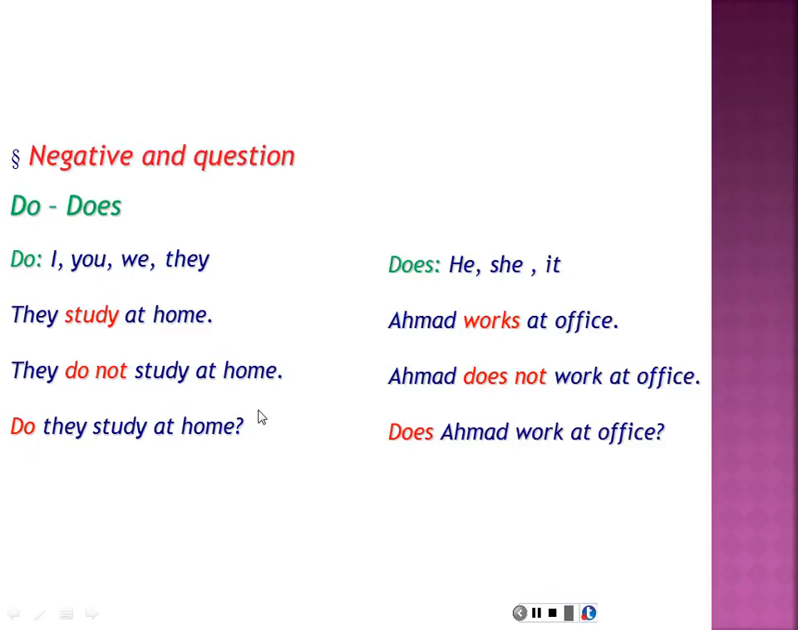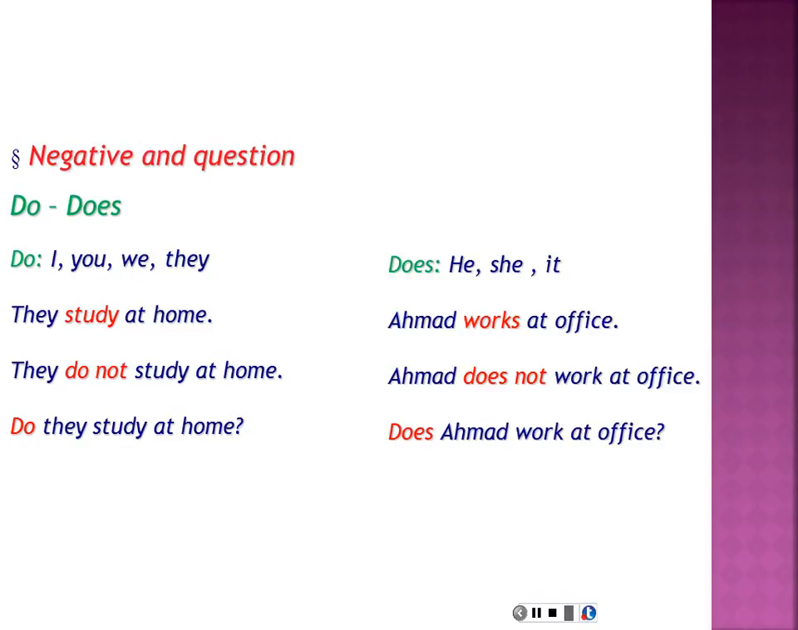On the right hand side, if we go back to the right hand side, does أحمد work at office؟ هل يعمل أحمد في المكتب؟ So what we did here also, we added does at the beginning. أحمد works at office. Does أحمد work at office? And don't forget to add the question mark. لا تنسوا إضافة علامة الاستفهام في نهاية كل سؤال.